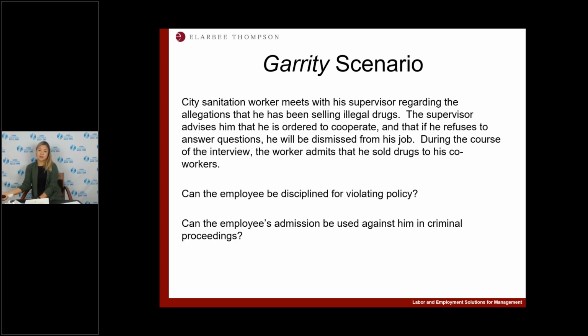but it cannot be used later in a criminal proceeding. So the bottom line here is there is nothing stopping you from compelling someone and saying, hey, you have to cooperate with an investigation or you will be disciplined, terminated. But the idea is just that those statements cannot then be used in a criminal proceeding.